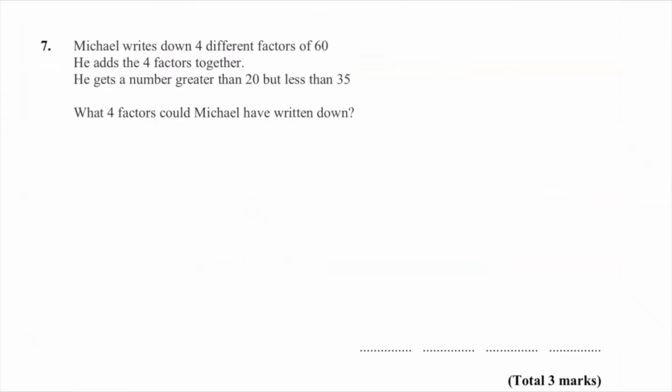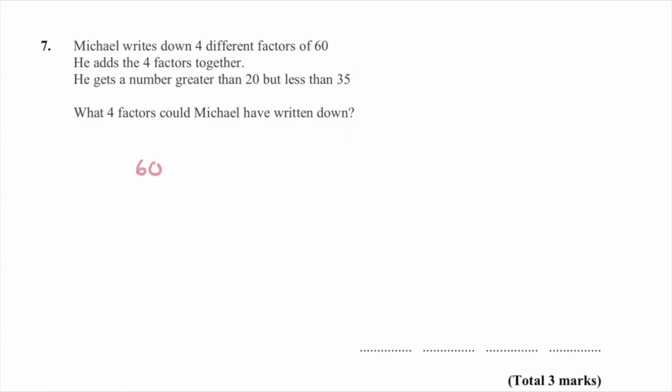Okay, so Michael writes down 4 different factors of 60. He adds the 4 factors together. He gets a number that is greater than 20, but less than 35. And we've got to work out the 4 factors he could have used. So the first thing we want to do is get the factors of 60.